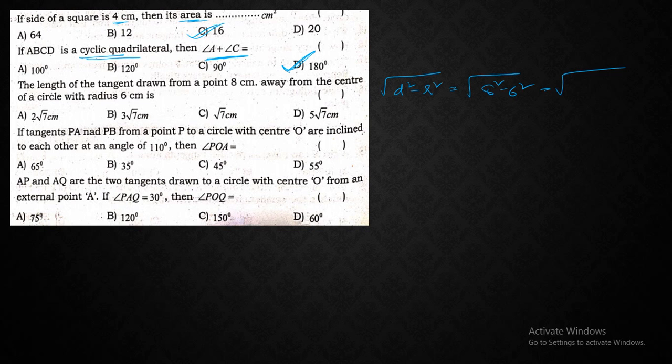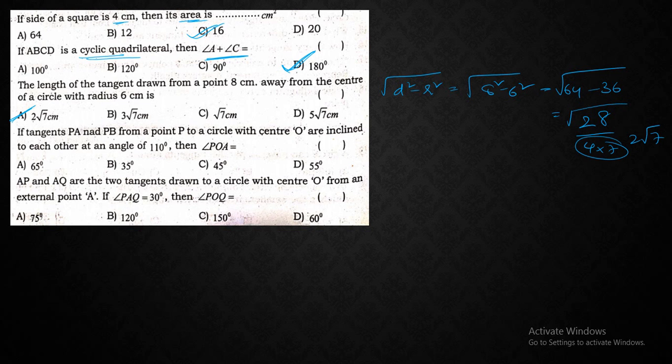So from this what am I going to get? So 8 square is 64 minus 36. So 28. So root over 28. So this I can write as 4 into 7. So 4 into 7 means 2 root 7. So answer is 2 root 7.